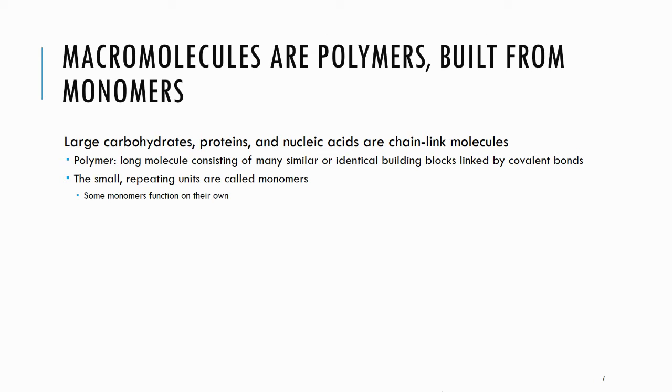Macromolecules are polymers that are built from monomers. A polymer is simply a long molecule consisting of many similar or identical building blocks that are linked by covalent bonds. Each of the small repeating units is called a monomer. However, as we will see, some monomers are able to function on their own without being bonded to anything else.